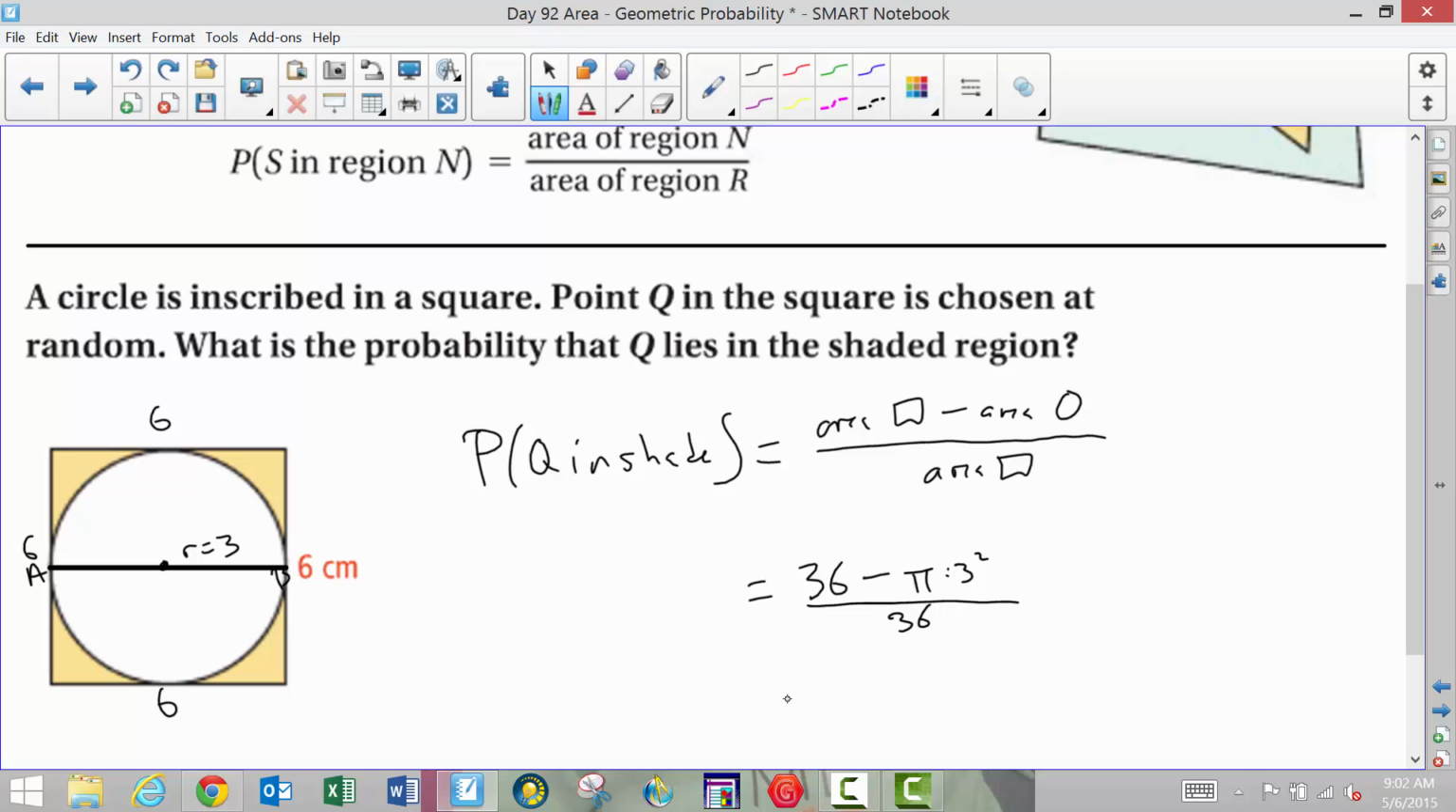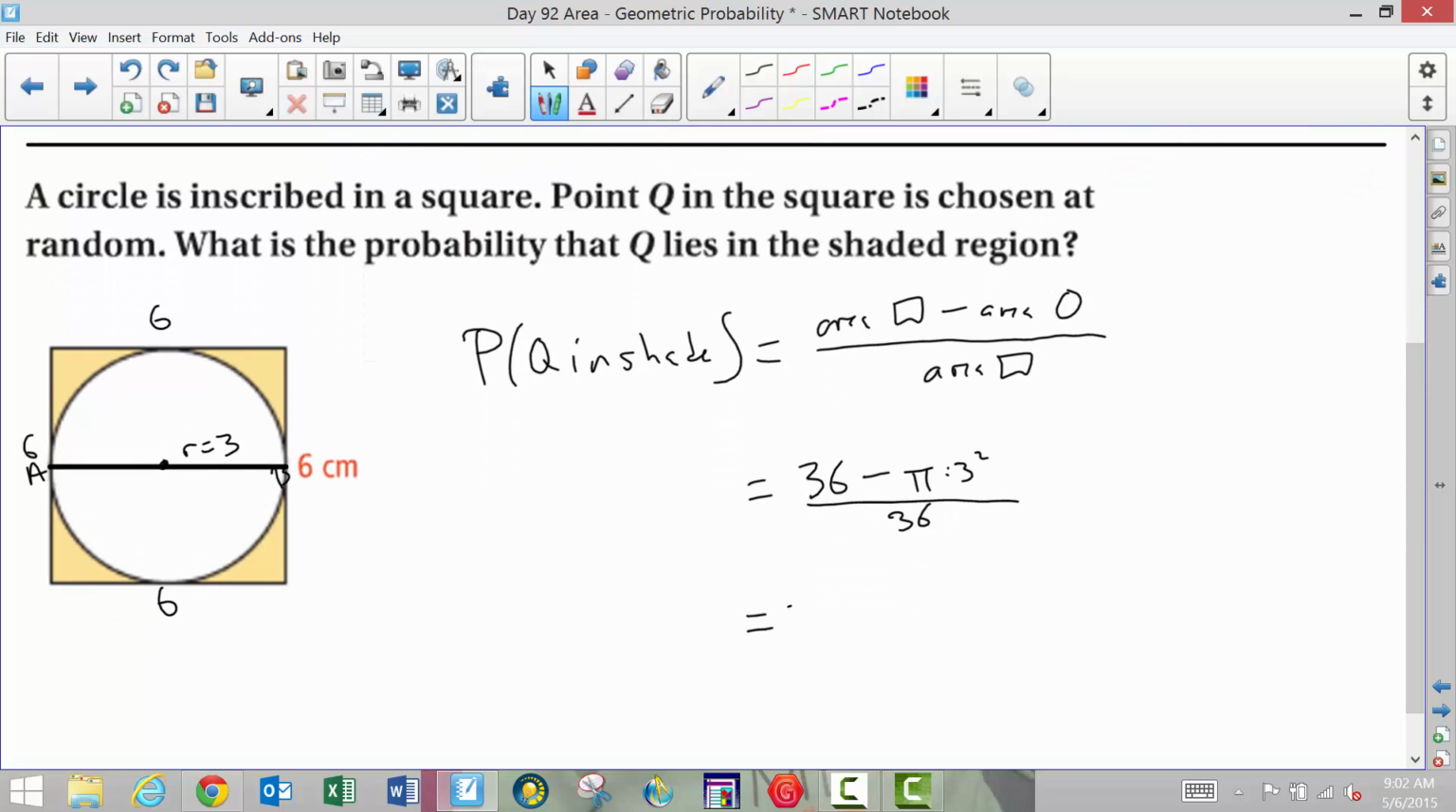So my probability of the shaded region is 36 minus 9 pi all over 36. So you got to go to your calculator. So 36 minus 9 pi, actually use the pi symbol here. So when you do that in your calculator, we'll round to the nearest hundredth. We have 7.73 over 36. Now the chance is, again, rounded to the nearest hundredth, 0.21, which is 21%.